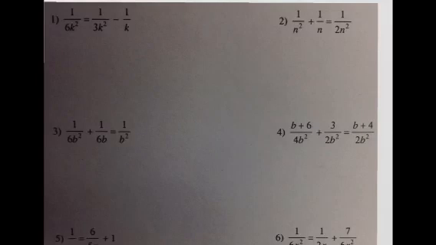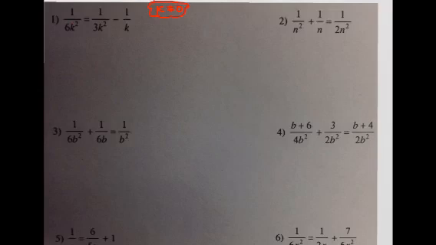Alright, so let's take a look at number 1. The first thing we're going to do is identify any excluded values. So when you look at the denominator, what makes this 0? k, right? And the same holds true for the other 3. So we're going to say k cannot be 0. That's the only excluded value.